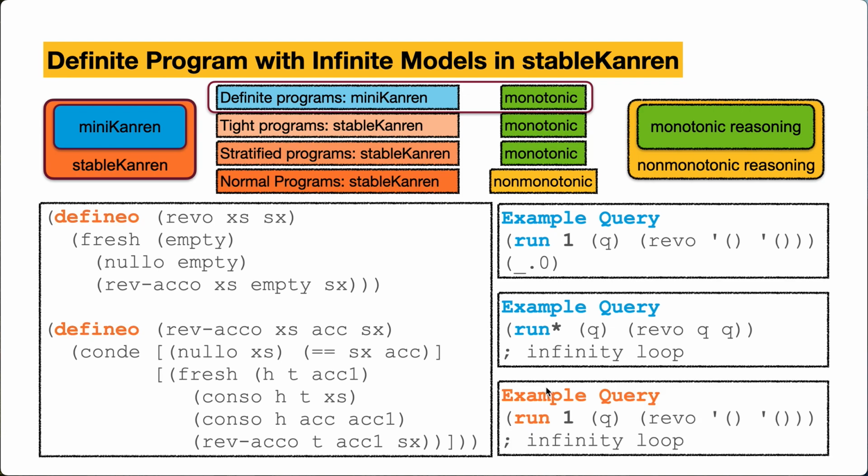And if we try to run it in stableKanren, right now we are using the definer, the orange color, to define this relation. The rest are the same. We're just using the definer interface, and using stableKanren to run and get one answer, which produced a result in miniKanren, but it falls into an infinite loop. So this is our first issue.